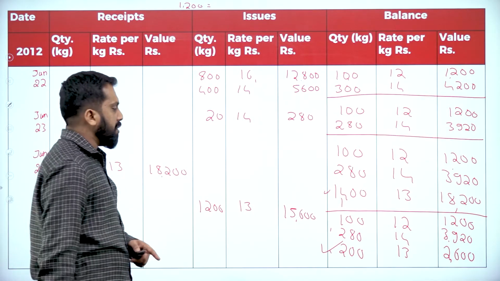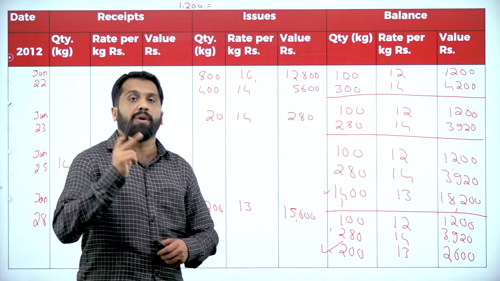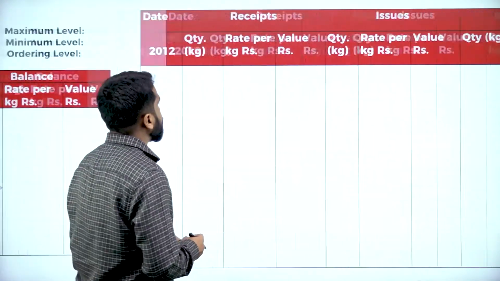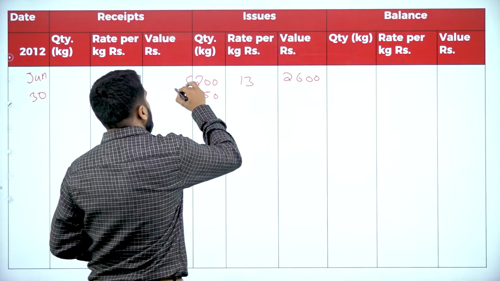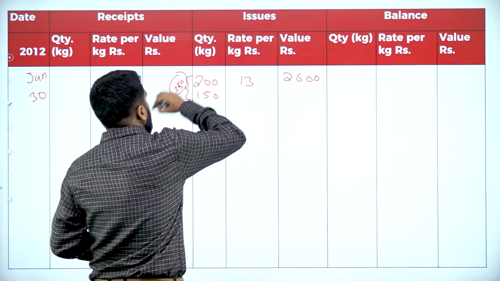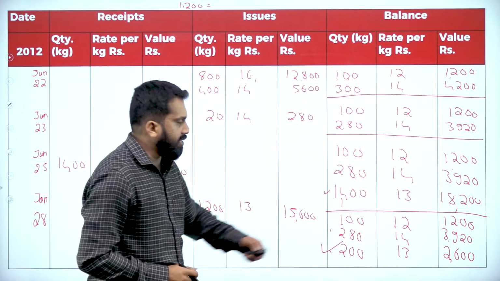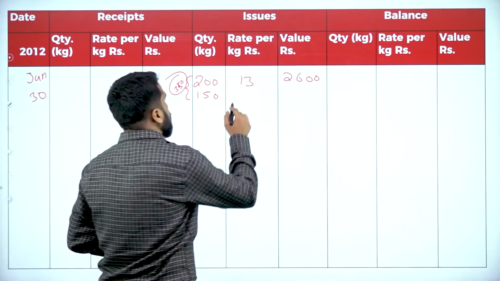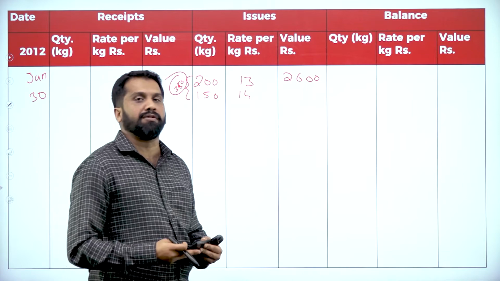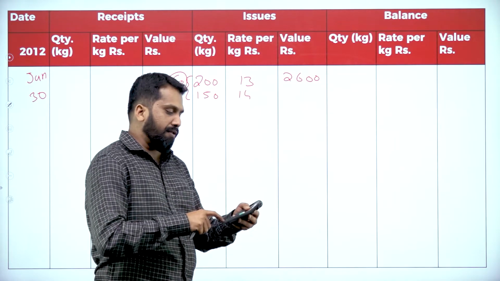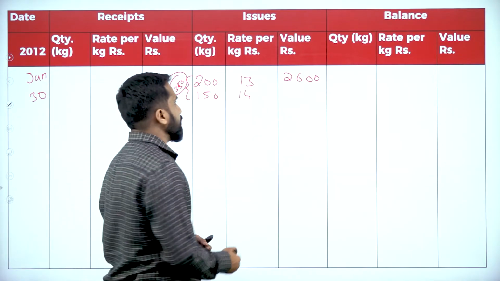We'll go to the second box. Out of 280, how much do you need? 150. See the total. Total is 350. What is the value? Value is 14. So, we'll see. 150 multiplied with 14, how much? 150 multiplied with 14, it is 2,100.